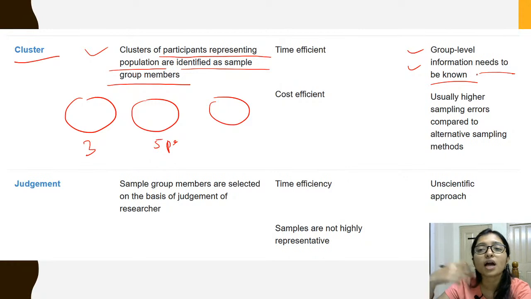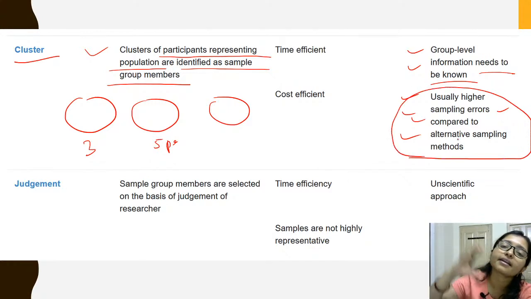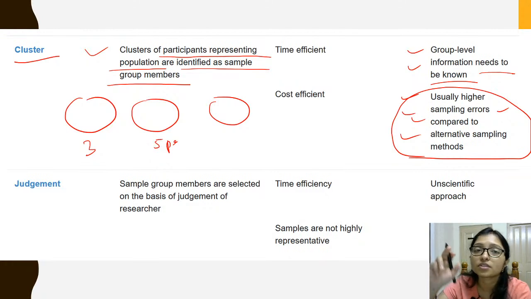You have to know the group level, what will be the level, and usually higher sampling error compared to alternative sampling methods. Here the error level is high in the cluster, because if you are unable to choose the specific cluster, if you are unable to create the exact cluster, then there is the possibility that incorrect data can come, right.